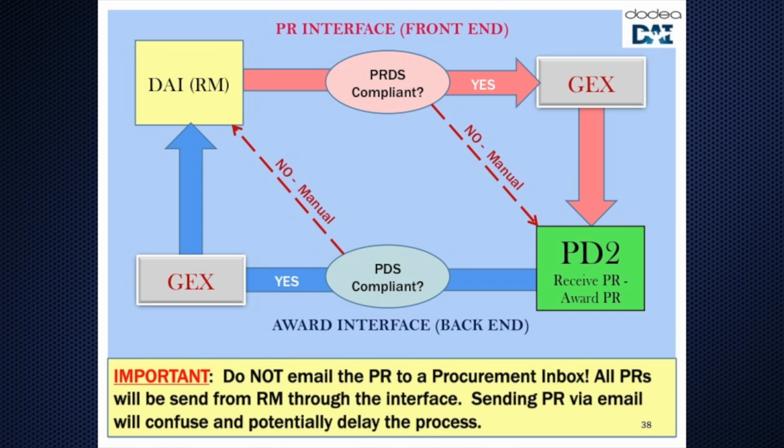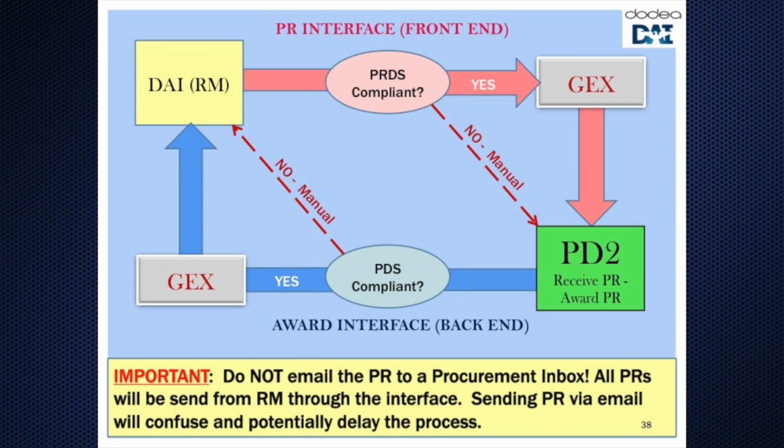The only thing that you really need to keep in mind is that your PR package that you submit will be going to the yellow square there. So you're going to submit your whole package to RM, and they are going to submit that whole package with all the attachments through the GEX into the green square. Now remember, if it doesn't meet certain PRDS compliance measures, it may fail, and there are procedures we have in place in case it does fail, and you may not even know about it.